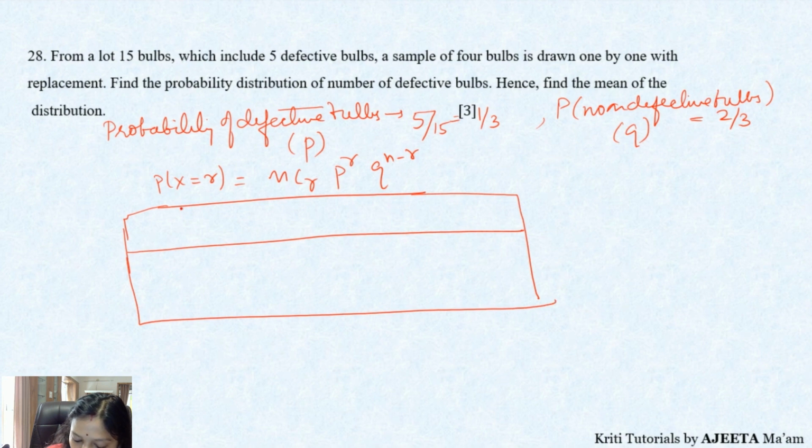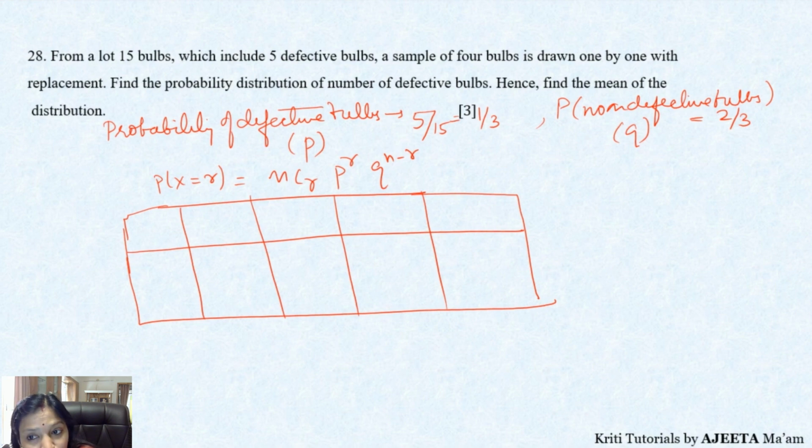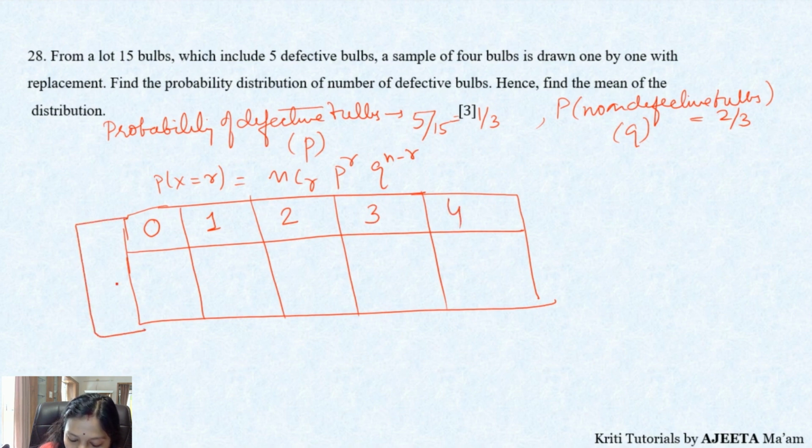We have to use this formula for every case. So हमारे पास 4 draws हैं. So what can be the numbers possible for the defective bulbs? You can have 0 defective bulb, 1 defective bulb, 2, 3 or 4 defective bulbs. Now if I just write it, this is P of X and this is your random variable chosen. So 0, 1, 2, 3, 4 possibilities हैं कि इतने defective bulbs आए.